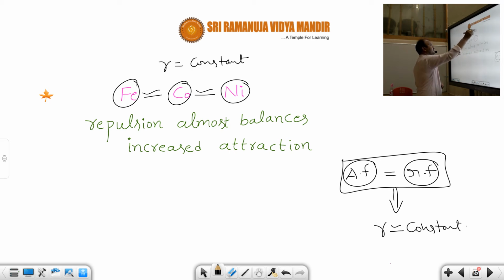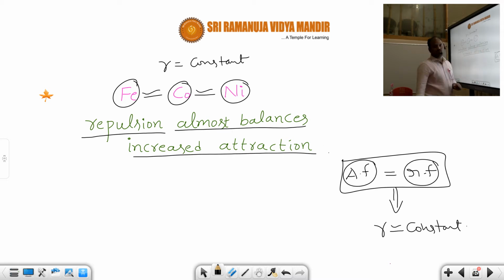Due to what reason? Repulsive forces almost balance the increased attraction forces. Attraction force is equal to repulsive force. That's why the radius neither increases nor decreases. That means radius is constant, which is observed in the middle part of the 3d series.